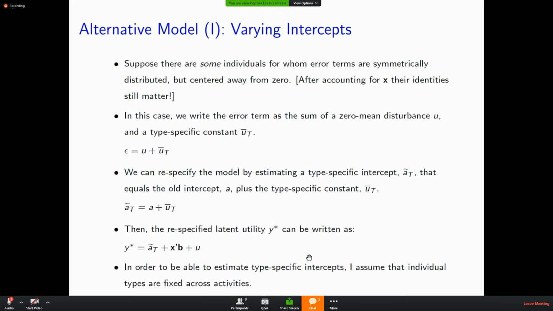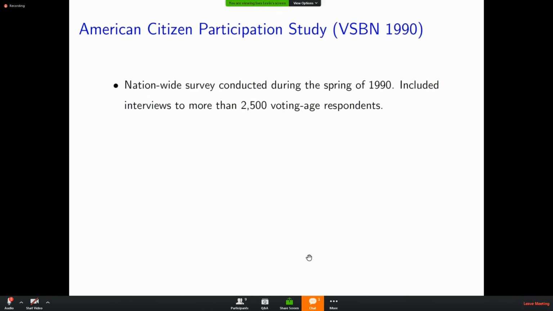Because of data limitations, I prefer to start using a specification like the one that I just talked about before. So now let me turn to the results of the application that I've been working on so far. So far, I've applied this model to the analysis of the data from the American Citizen Participation Study that was conducted by Verba, Schlossman, Brady, and I in 1990.